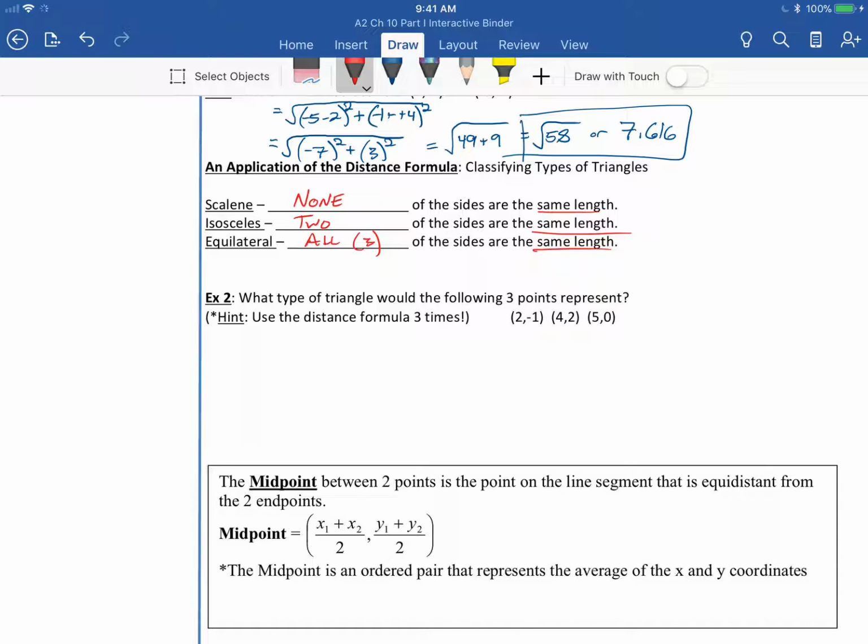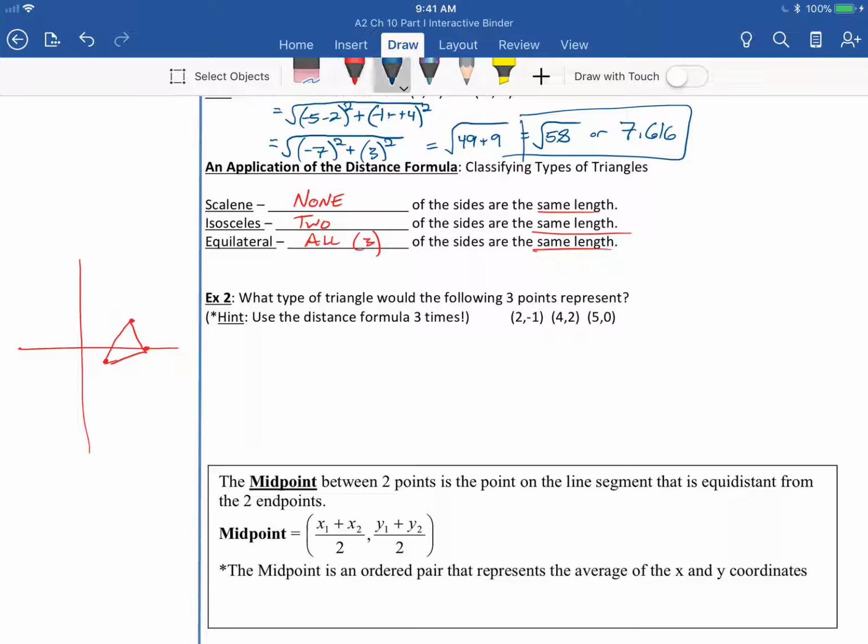Okay, so I'm just going to draw out this example, what we got for example number 2. So we have this point (2, -1), so that's over here. We have this point (4, 2), which is up here somewhere. And then we have the point (5, 0). So we have to find out, is this triangle right here, are all these sides the same? Are 2 of them the same, or are none of them the same?